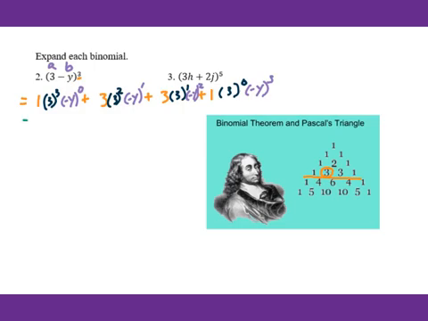So we work this out. You got 27 plus 27 times negative y. That's negative 27y, plus 9y squared. Then we get negative y to the third power.